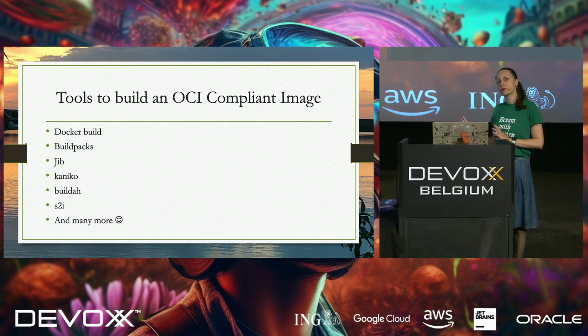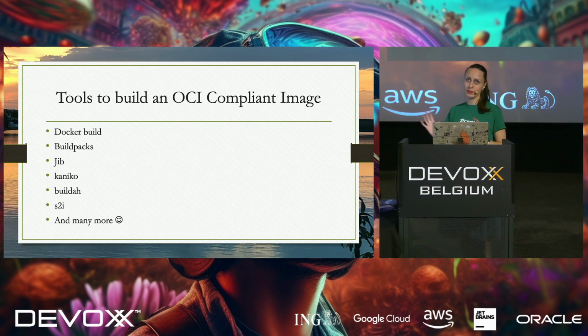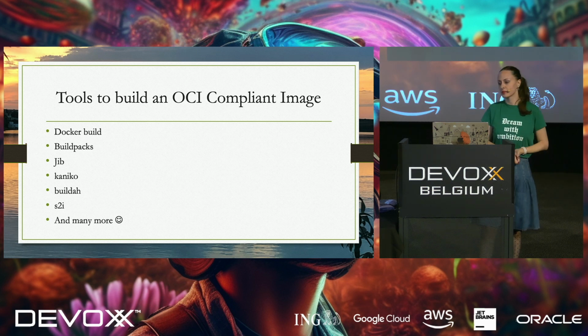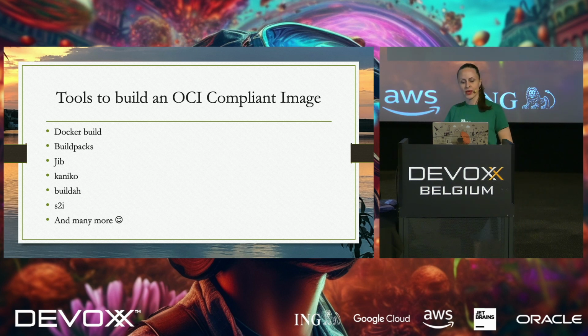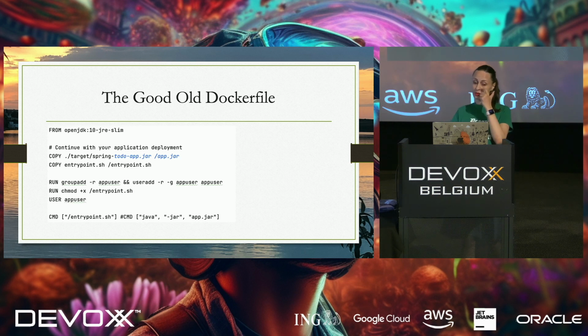Now, this is just a list of what I used, and actually this list grew in the past year. But I don't want to have a lot of bullet points in my slides, so I just listed these. There are a lot of options to build an OCI-compliant image. But I think we all started with the good old Dockerfile. So can you please raise your hand if you ever touched a Dockerfile?